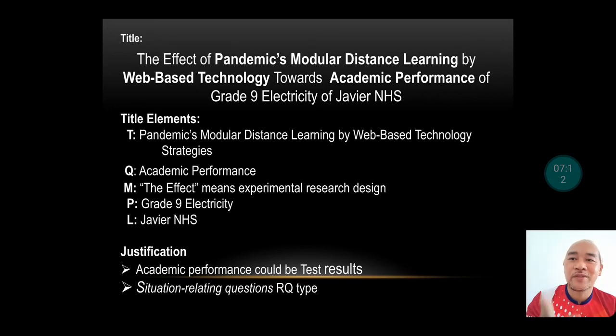It's the Pandemic Modular Distance Learning by Web-Based Technology Strategy. That is what we define by the IV. And then, what's the quantity? Ano yung hinahanap natin? Or to the topic? Ano yung relate natin doon sa topic? Ang kanilang academic performance. Meaning to say, the Q here or the quantity na minimeasure natin is the academic performance.